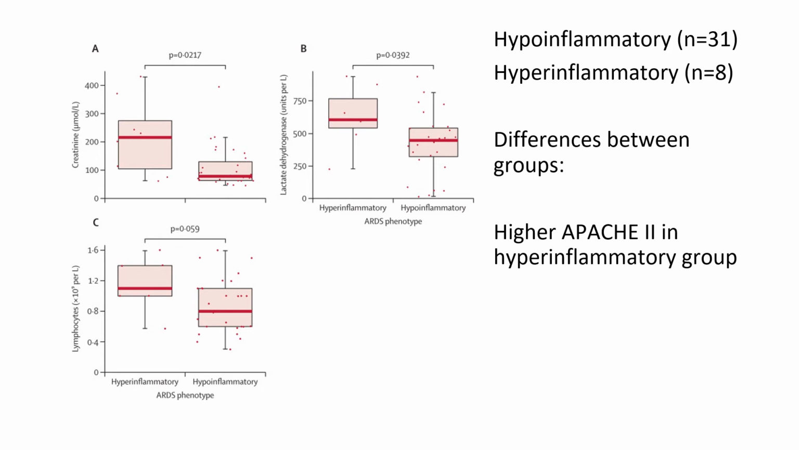We found significant differences in the creatinine and LDH levels between the two groups. The hyperinflammatory group also had higher APACHE II scores on admission. However, other clinical parameters, such as ventilator settings, oxygenation, and the need for rescue therapies or vasopressor therapy, were not significantly different between the two groups.